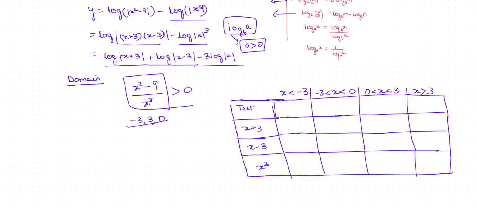These are the critical points negative 3, 3 and 0, and we'll check in which intervals it is positive or negative. So this is x less than negative 3, so we can take negative 4. If we take negative 4, x plus 3 would be negative, meaning anything less than negative 3. This would be negative, this would also be negative, and this will also be negative. So when we multiply all three, the function would be negative.